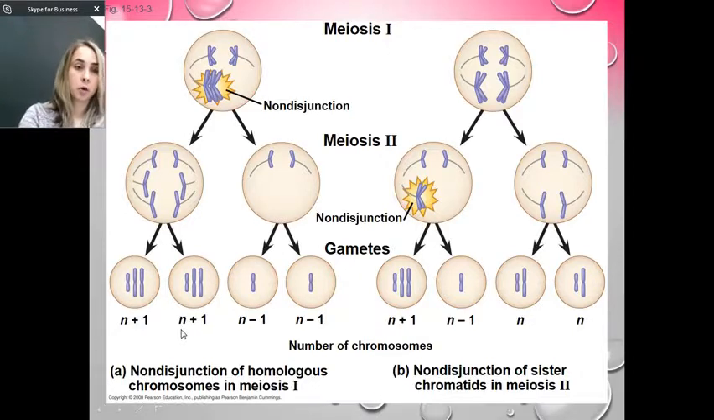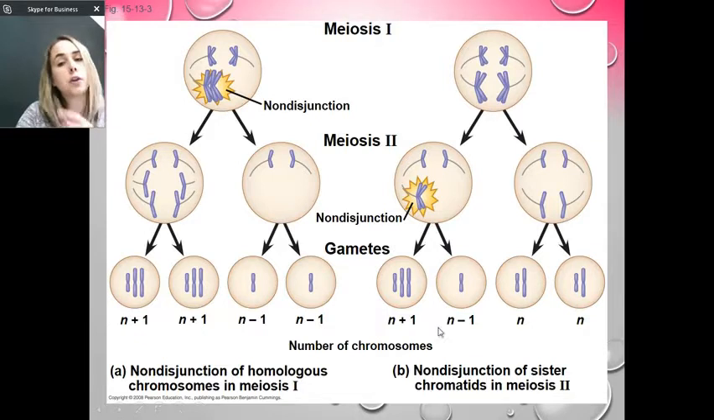N is the normal number of chromosomes. In humans, that's going to be 23. You have 23 pairs. So if you have one of each in your eggs or your sperm, then you have N, that's 23. N plus 1 is 24. You have 1 extra. N minus 1 would be 22, where you're missing 1.